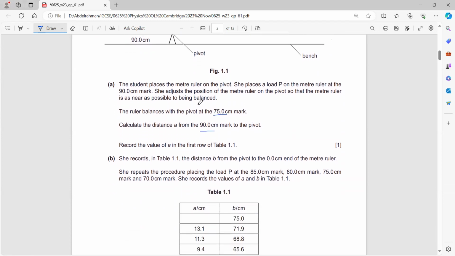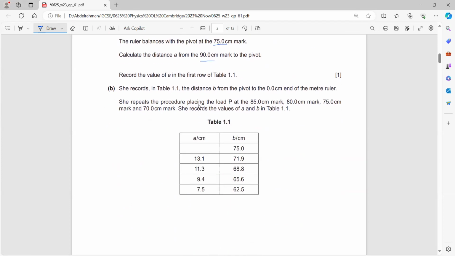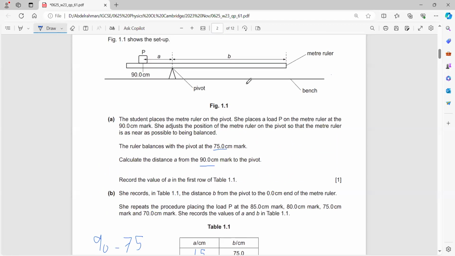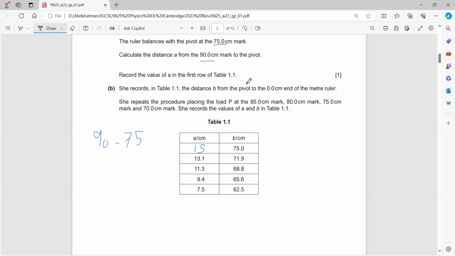It's quite easy. Can I calculate the distance and record it in the table? Yes. 95 minus 17, it's very easy. 90 minus 17 is 75. I don't know why I said 95 and 17. 90 minus 75 would be 15. So it's quite simple, that's all I need to do. 90 minus 75. Okay, and now it's balanced.